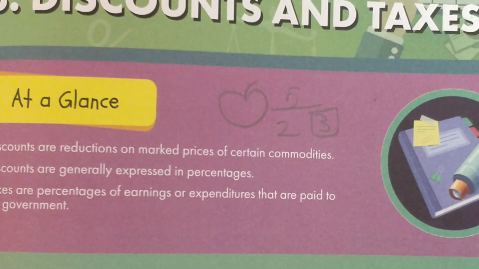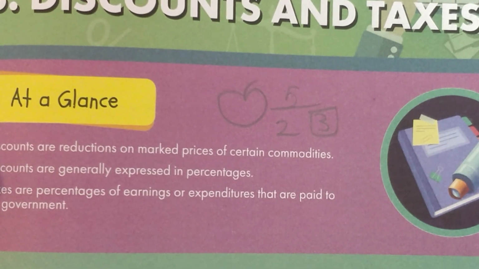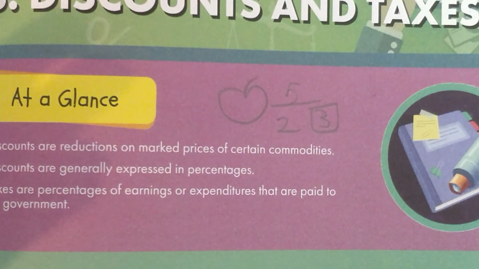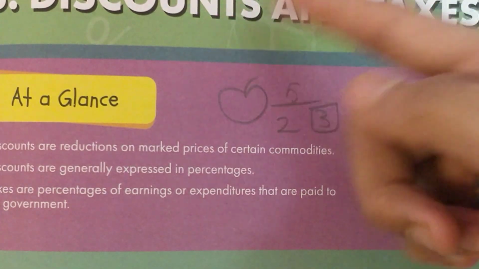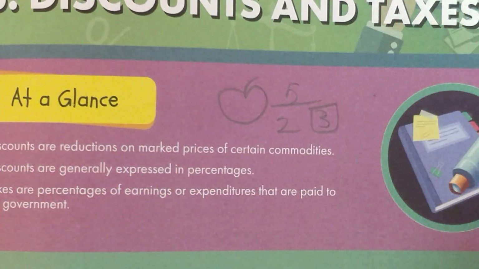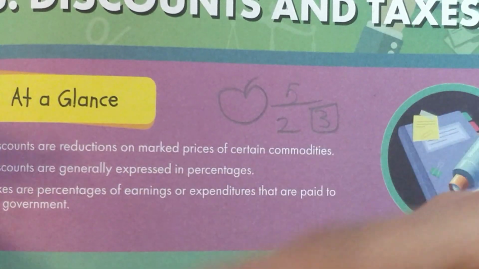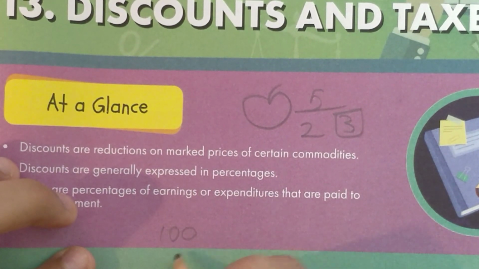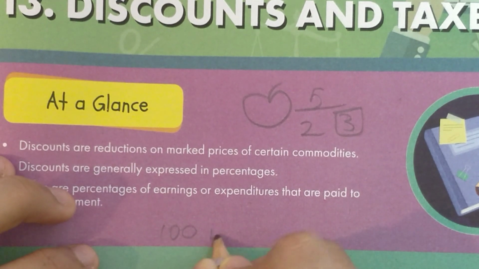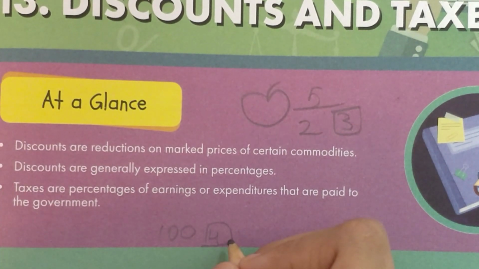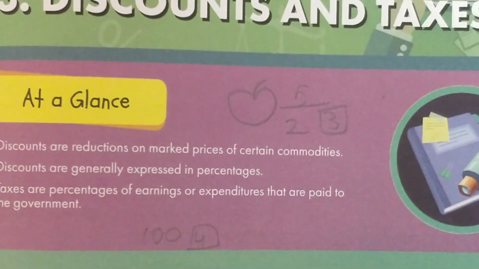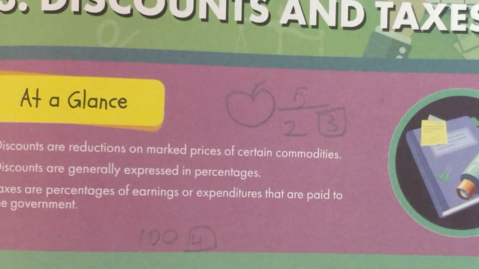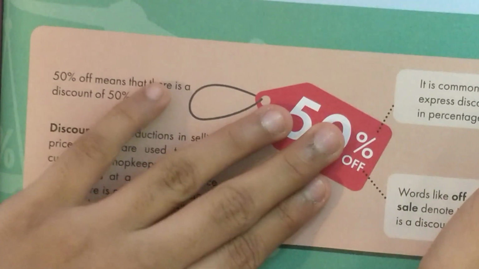Taxes and percentages are earnings of expenditures that are paid to the government. So we're going to learn about taxes also. When you go to some restaurants, you see in the bill that there is some tax to the government added to the price of the food you have eaten. For example, you ate food for 100, and there is 4 rupees of tax. The tax you will have to pay, and that money will go to the government. So that's a nice summary of what we're going to learn in this session.